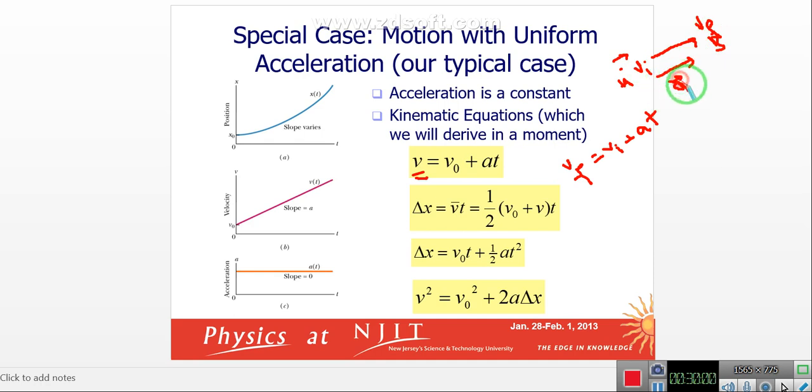So acceleration will be here. When there is a change, it means there is a change in time, so that's why we are using time. So vf is equal to vi plus at. It's the first equation of motion.